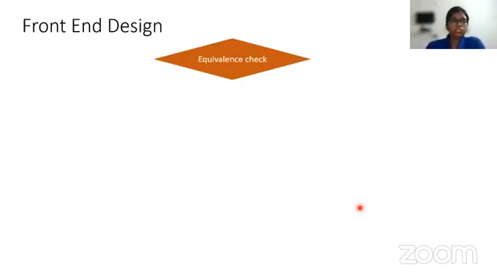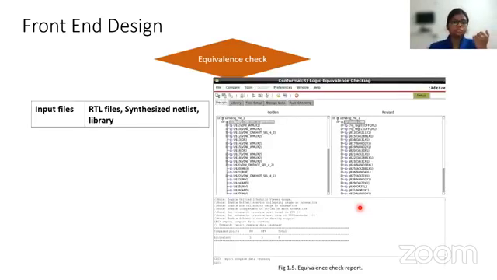So in equivalence check, we are basically making sure that while conversion, the logic which we intended with the RTL code is not changed. It's remaining the same only. Okay, so how will we be doing that? As an input, we'll be needing our RTL file, the synthesized netlist, and also the libraries. We'll basically be comparing my RTL design to the gate level netlist. And after the comparison, we should get an EQ result.